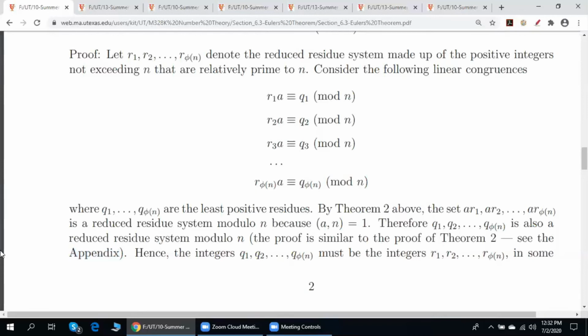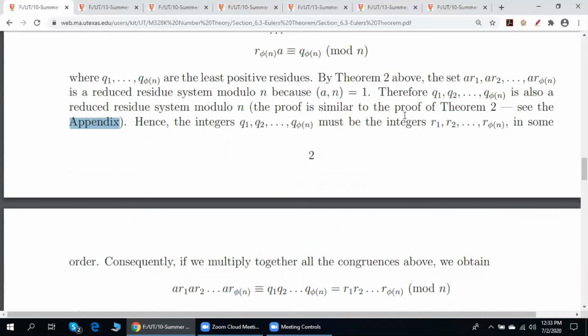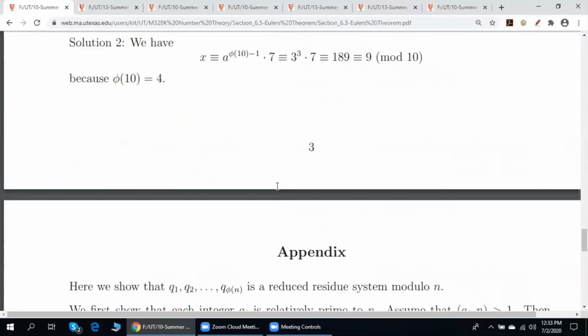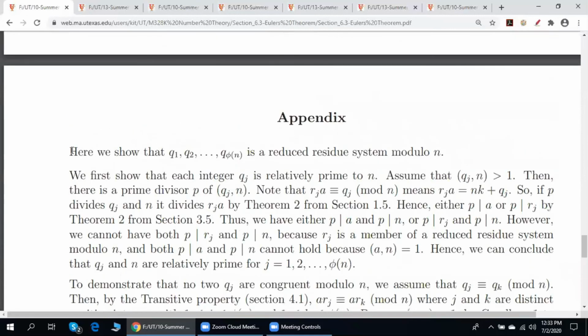So the key takeaway here is that the reduced residue system that exists less than n and consists of only positive integers is unique. Yes. Okay. It's unique. Now let us prove this. Please take a look at the appendix. Here we show that Q1, Q2, and so on, Q phi of n is a reduced residue system modulo n.